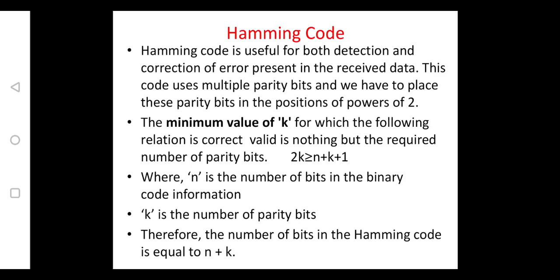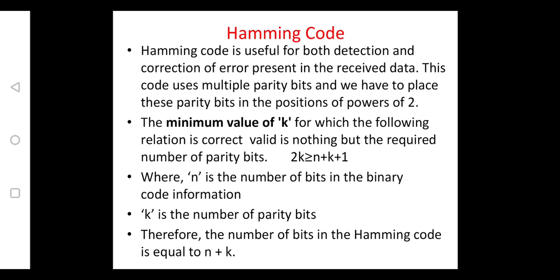Here k represents parity bits, but the equation is not 2k, it is 2 power k. So 2 power k greater than or equal to n plus k plus 1. Here k is parity bits, n is data bits or information bits. Let me take the data bits as 4. So here the n value is 4.